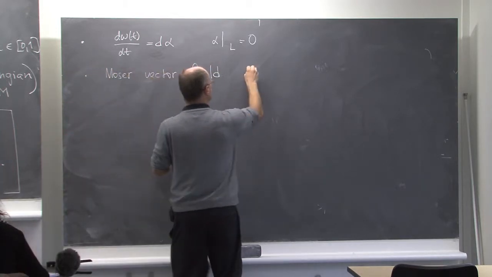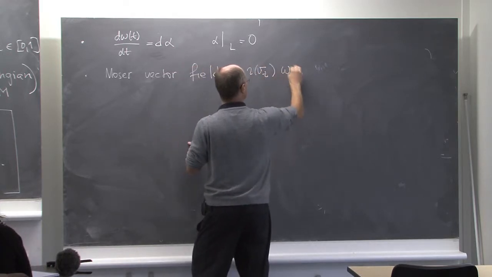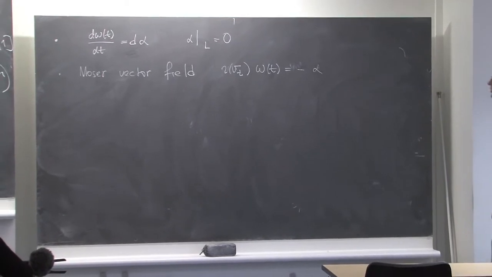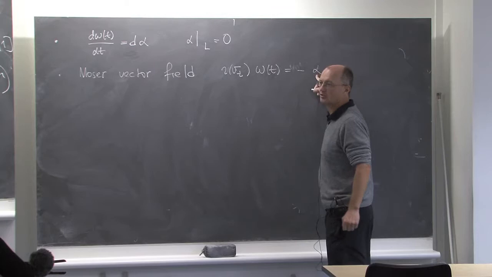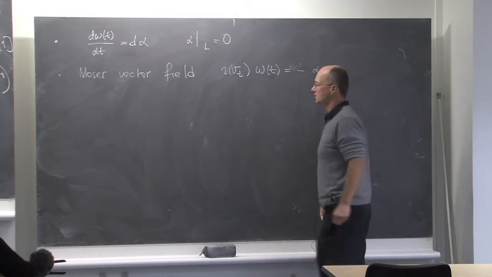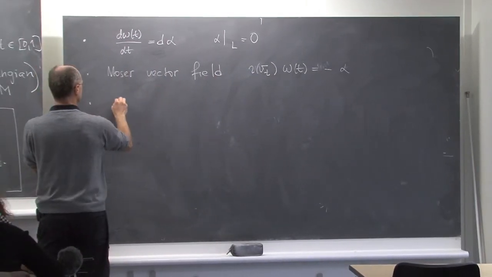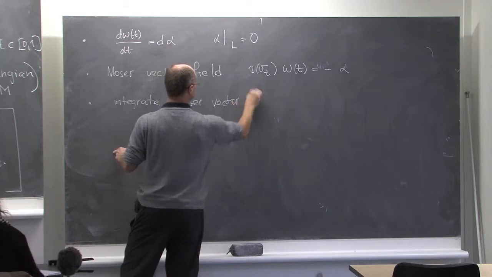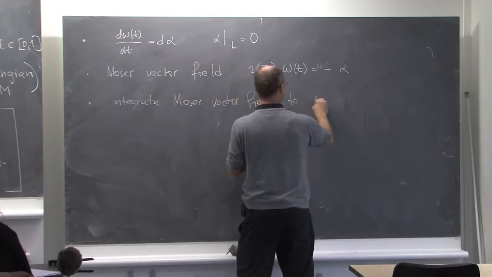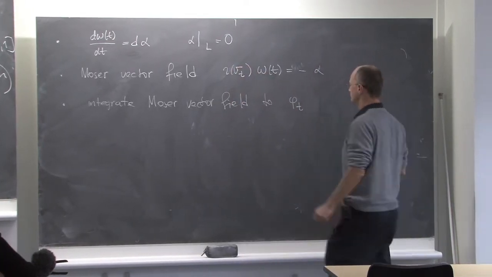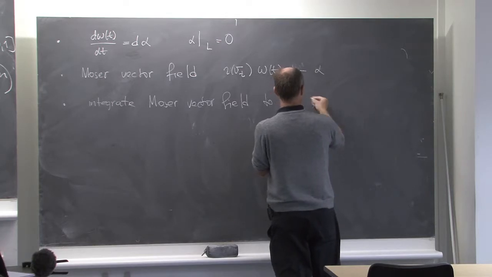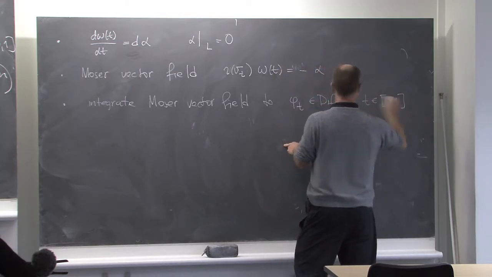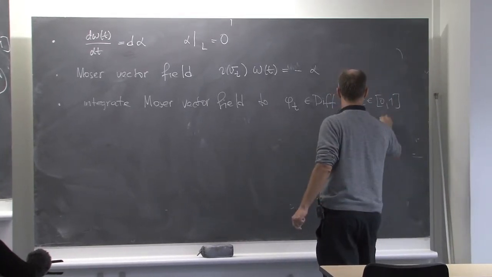Now construct the Moser vector field. By the equation, the contraction with this Moser vector field applied to omega of t is minus alpha. So that's exactly the equation we had last time. So integrate the Moser vector field to a family of diffeomorphisms phi t, t goes from 0 to 1, and phi 0 equal to identity.